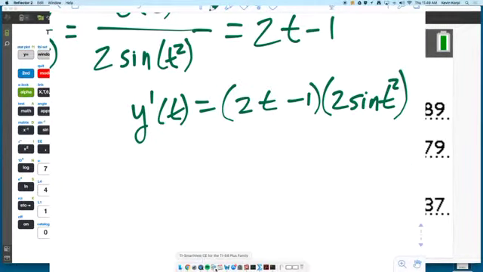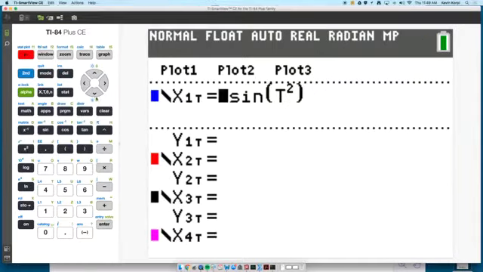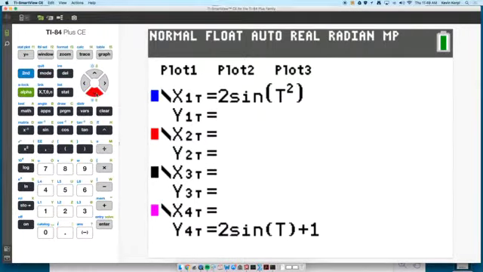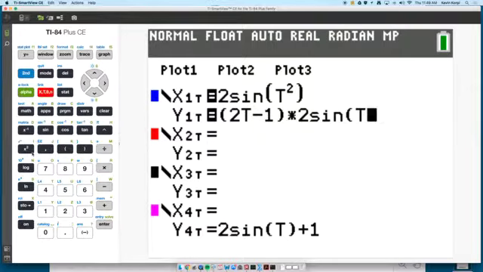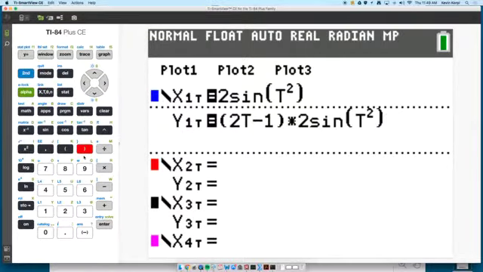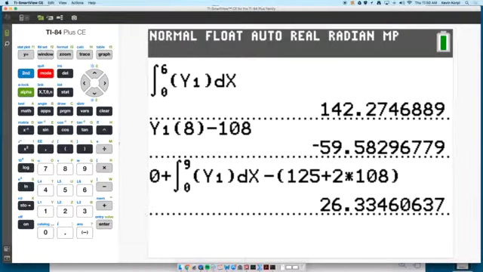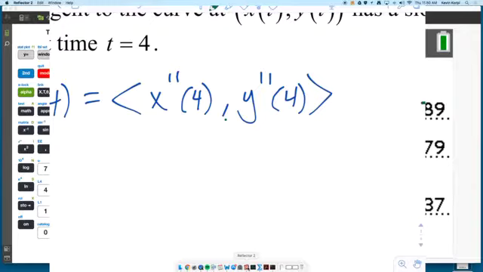So let's complete the parametric equations. Over here in y sub 1, I can type in 2t minus 1, and then you can just type in times 2 sine of t squared again. Or you could just recall it as x sub 1 if you choose. This is not that difficult to type in. So now I'm set. Now I have my x prime and x, and I have my y prime and y, and now I can go back to my home screen, and I can evaluate the derivative of each of those at 4 and simply plug them in.